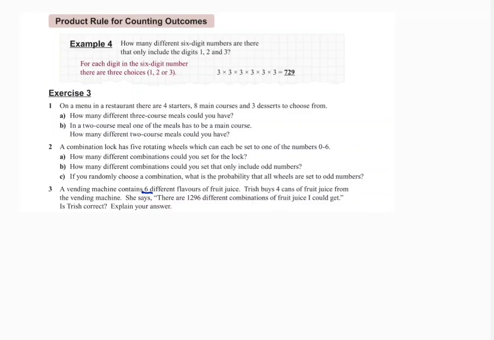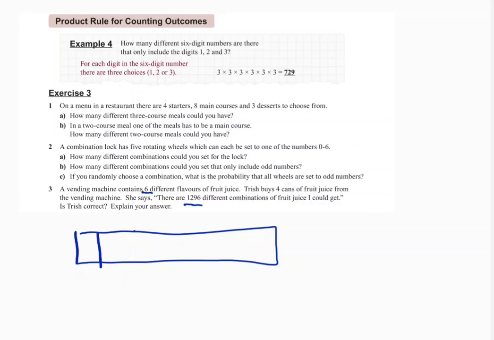Right, so this question is sort of different from the last two questions, and in this one we need to check if what she's claiming is correct. It says that there are 6 different flavors of fruit juice, and she buys 4 cans of fruit juice from the vending machine. Now we want to check if the number that she's claiming is actually correct. So we can do this question by using a diagram.